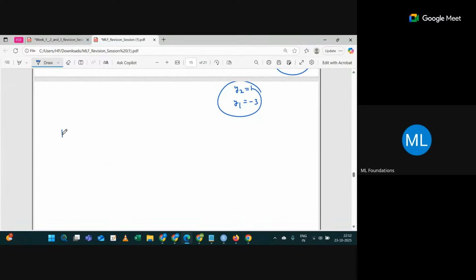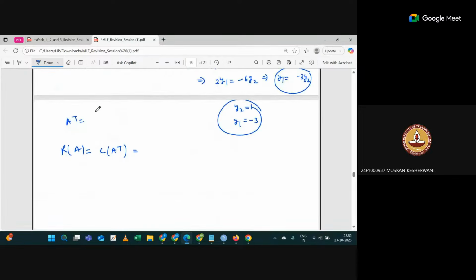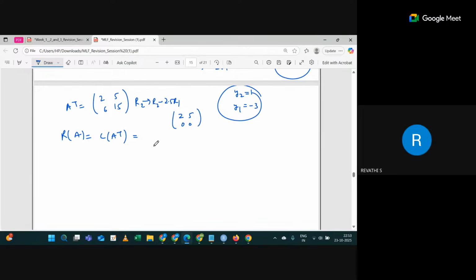What about the row space of A? To compute the row space of A, which is the same as the column space of A transpose, right? So first of all, what is A transpose? A transpose will be 2, 6, 5, 15. Again, the same operation: R2 is R2 minus 2.5 times R1. I will get 2, 5, 0, 0. Sir, that is A; we wrote it as A transpose. Yeah, calculating the row space of A is the same as the column space of A transpose, correct? The matrix A transpose is wrong.